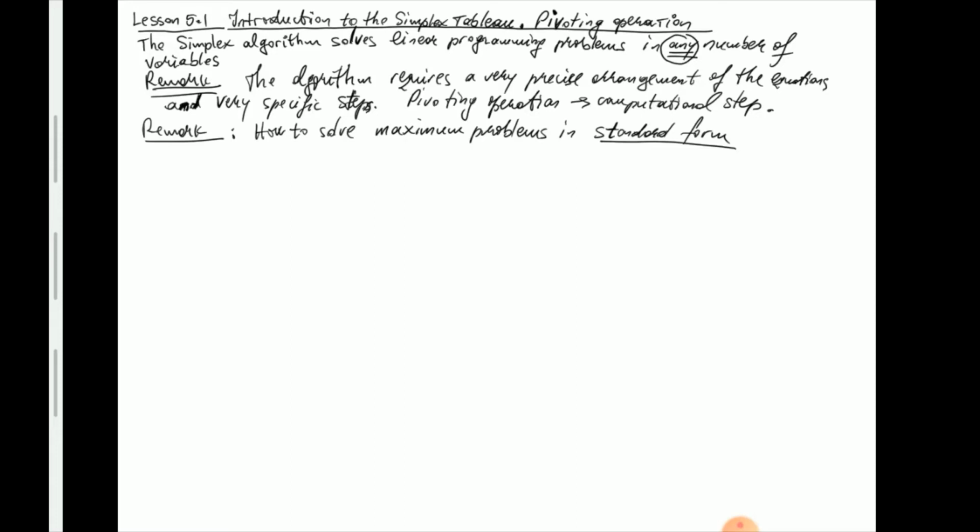So the standard form description is actually very simple. So a maximum problem in standard form means that the problem needs to satisfy two conditions. So the first condition is that all constraints are less than or equal to a positive number.